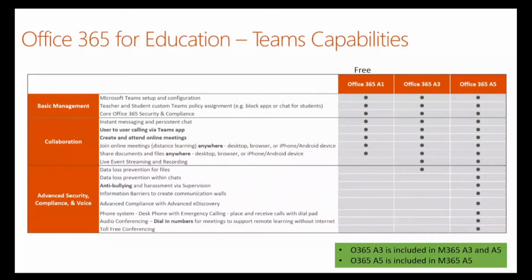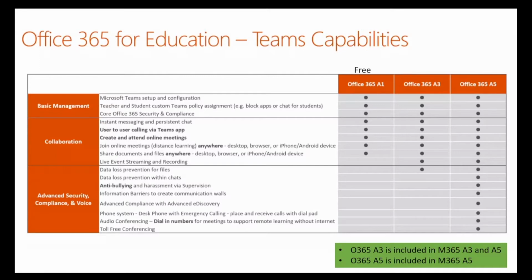The key takeaways from this: you have Teams for free, it comes with Office 365 A1. Probably consider getting audio conferencing so that if you have meetings, people can dial into those meetings. And then you could look at A3 or A5 for additional capabilities around data loss prevention or phone systems. And I'm going to get into calling, the telephony part, towards the end of this webinar.